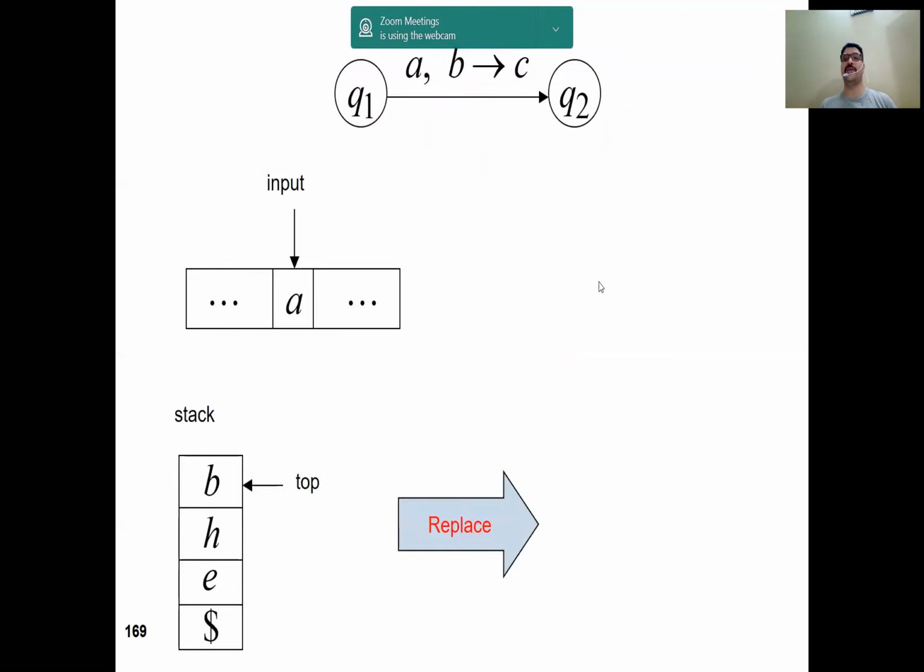After this, we can also see how this transition works. You can easily see this A, as I already told you, is read from the input tape, and this B is read from the stack. By default, as we already know the property of the stack, the topmost element of the stack will be popped out. So in this case, suppose you are in state Q1, reading A from the input tape, and B is the topmost in the stack. That's why B is popped out from the stack, and after this you are pushing C into the stack and moving to the new state, that is Q2.